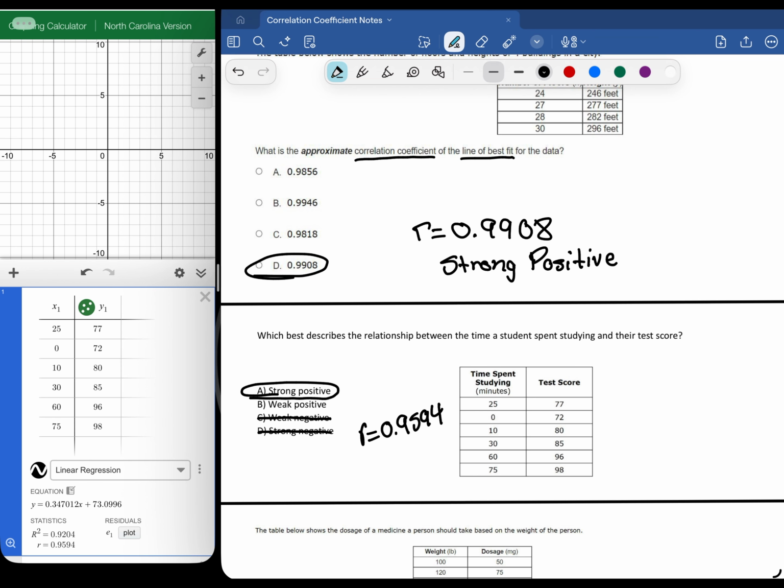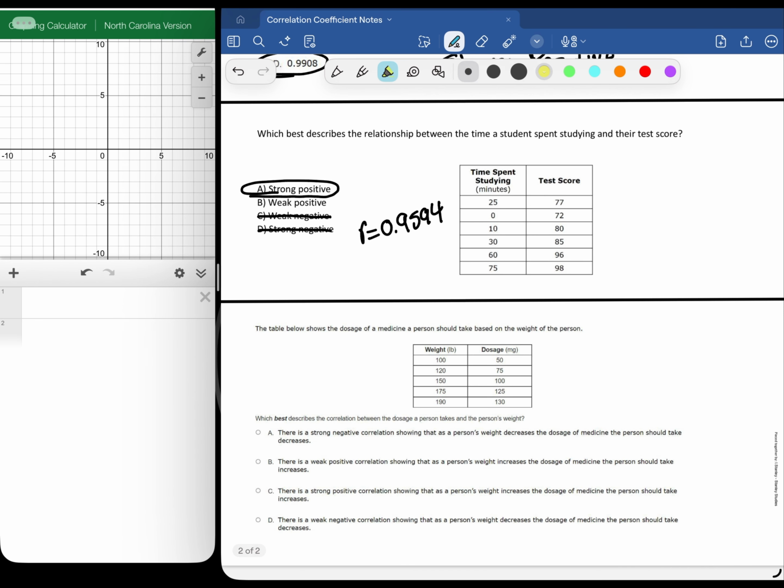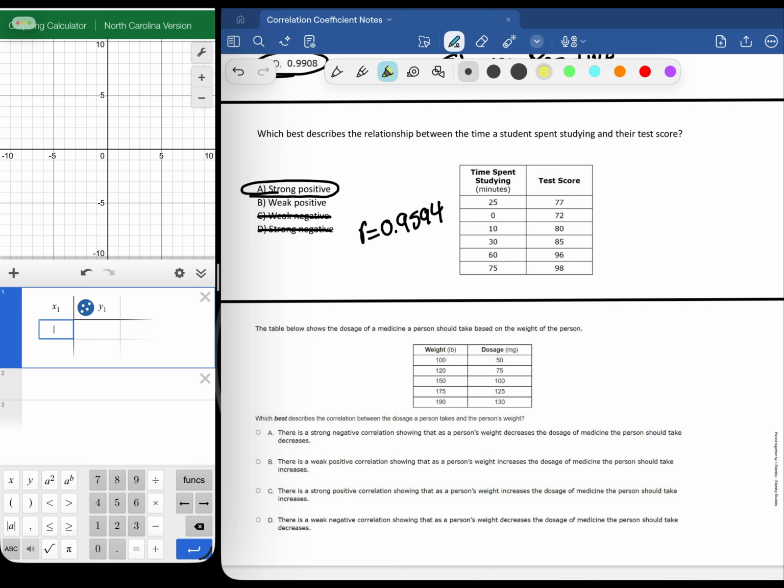Now we can move on to our last example. In example 4, it says the table below shows the dosage of medicine a person should take based on the weight of the person. Which best describes the correlation between the dosage a person takes and the person's weight? So when we go to Desmos, we hit the plus sign, table, type in our table of values. For the X side, which is weight, we have 100, 120, 150, 175, and 190. For the Y side, we have dosage, which is 50, 75, 100, 125, and 130.